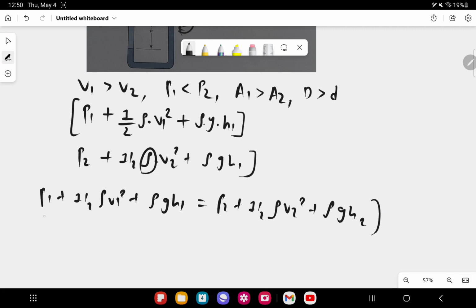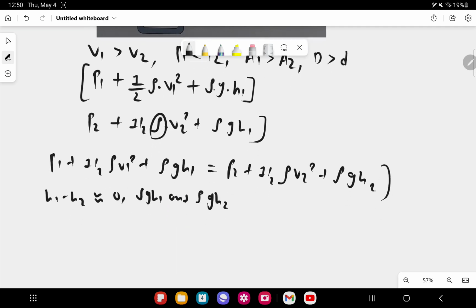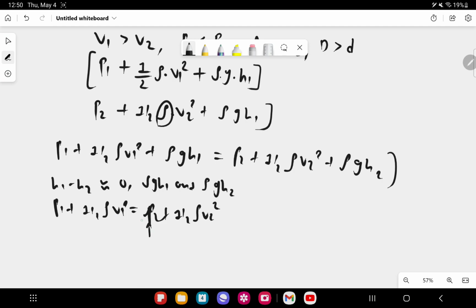Now H1 minus H2 is approximately equal to 0. Therefore rho g H1 and rho g H2 can be neglected. So we have P1 plus 1/2 rho V1 squared is equal to P2 plus 1/2 rho V2 squared. Let's arrange this equation and move P2 towards the left side of the equation and this term 1/2 rho V1 squared towards the right side of the equation.